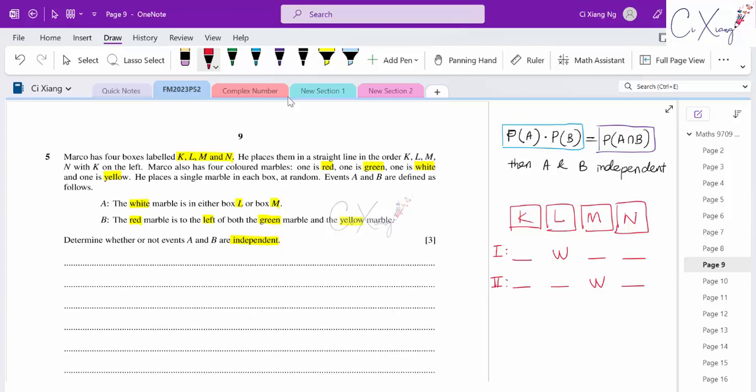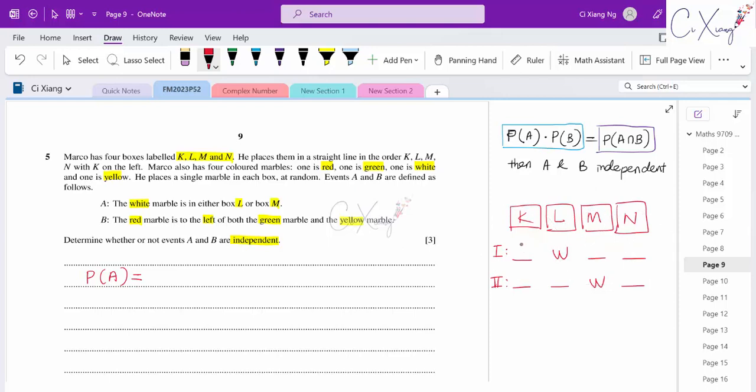To calculate the probability for event A, like I mentioned earlier, this is a question about arrangement, so we have to consider permutation. For the first case, if I fix the white marble in box L, then by right I can arrange the other colors freely.